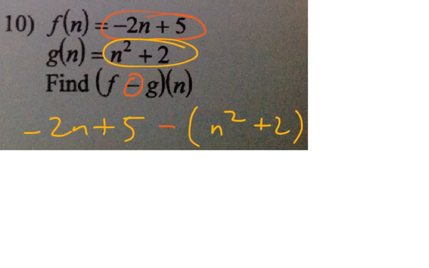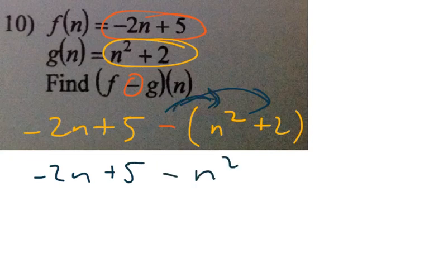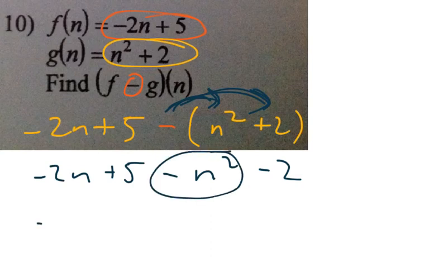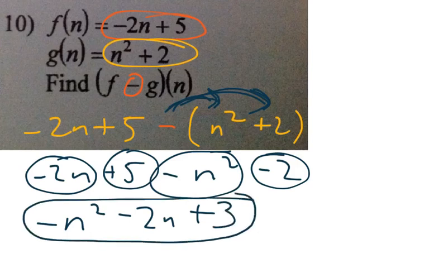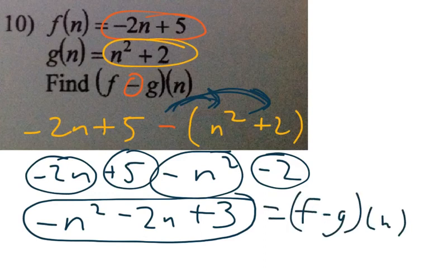Now be careful, guys. Remember, with subtraction, you have to do the distributive property. So there's our initial setup here. So I will have to do some distributive property over here. So what I have is negative 2n plus 5 minus n squared minus the 2. Don't forget to distribute the minus. Now I'm just going to put them in order and combine like terms. I notice I have a minus n squared. I have a minus 2n. I have 5 minus 2, which is 3. So negative n squared minus 2n plus 3 is f minus g of n.